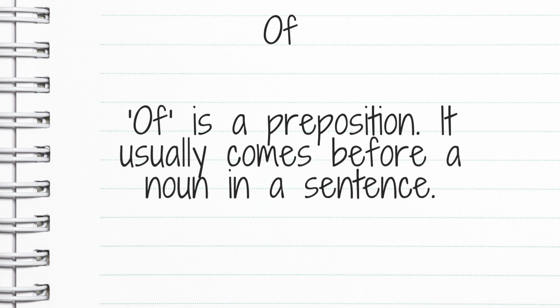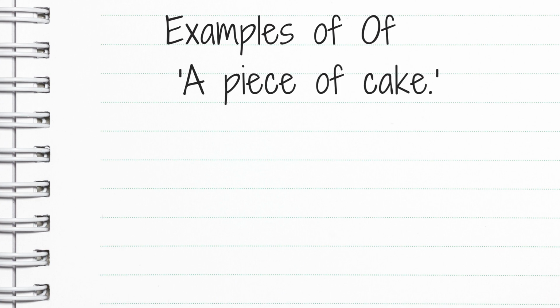Now let's have a look at the word of. You can't really explain what the word of means. Of is a preposition and it usually comes before a noun in a sentence. If you don't know what nouns are, I will link a video up here for you, top right-hand corner. Think of it as a connecting word. It connects words in sentences for the sentence to make sense and to flow. So let's have a look at some examples of of in sentences.